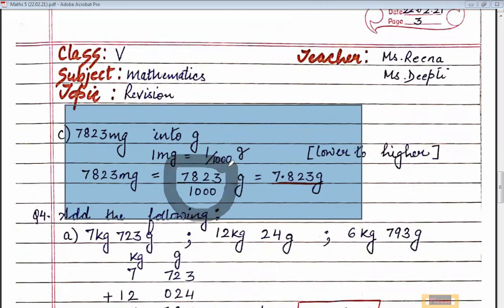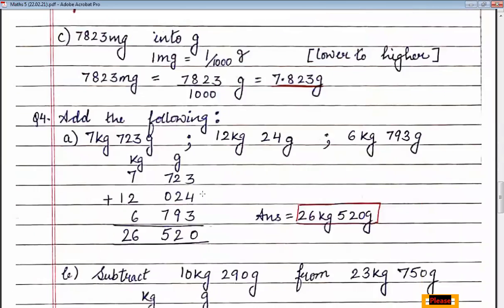So it is 7823 divided by 1000. So your answer is 7.823 gram because decimal will come in the answer. Fine. Now let's move on to question 4.